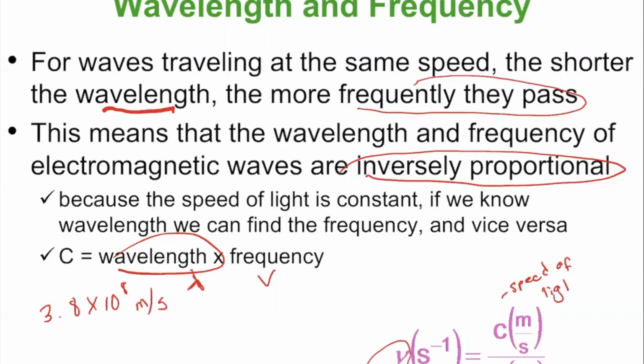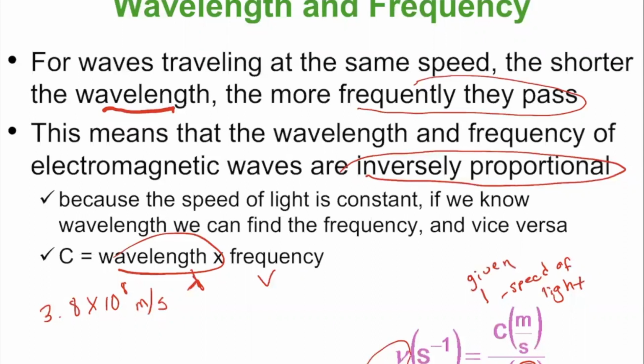This is the first of many equations you're going to get, and that's a constant, right? That is a constant, so this is a given number. This is always going to be 3.8 times 10 to the 8th power. And then we have lambda, which needs to be in meters. But sometimes it'll be given to you in nanometers. So you need to know how to convert from meters to nanometers and vice versa.